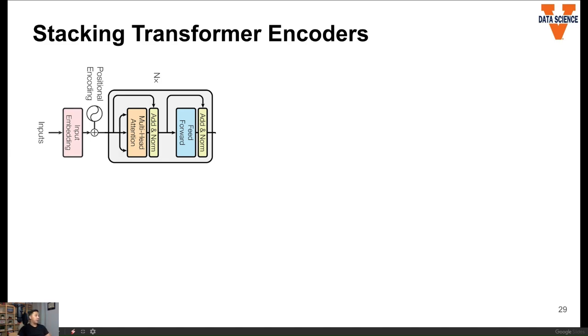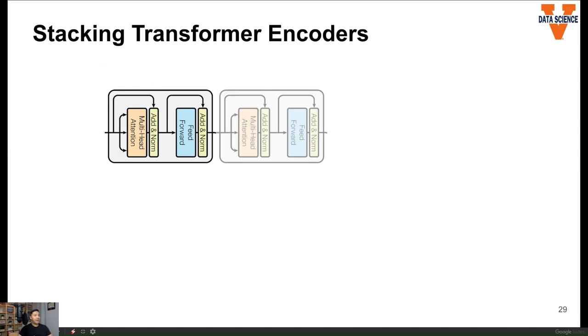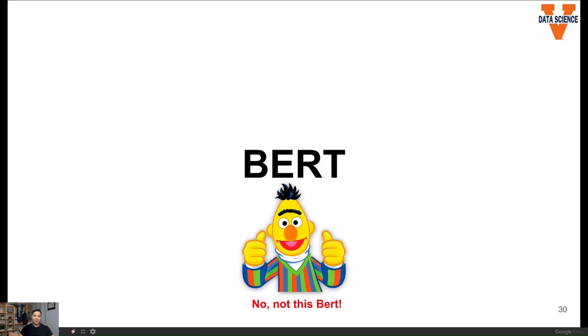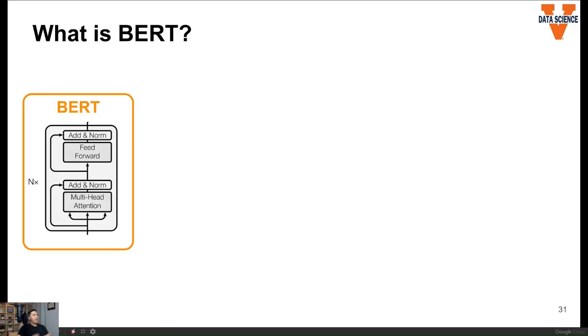So you have an encoder here. I'm going to keep stacking it together for a long sequence of layers. And that gives rise to the idea of Bidirectional Encoder Representations from Transformers, or BERT. Well, not this BERT. So what is BERT?